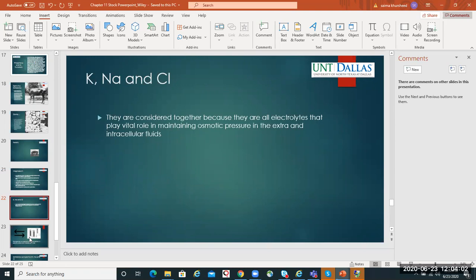The next macroelements are potassium, sodium, and chlorine. They are considered together because they're all electrolytes. They play a vital role in maintaining the osmotic pressure in the extracellular and intracellular fluids and in maintaining the acid-base balance. In addition to that, each of these has its own special functions. The total body contents of potassium, sodium, and chlorine in newborns and adults of several animals, including man, are shown in the table in your book. Normal ratios among electrolytes are constant among species.